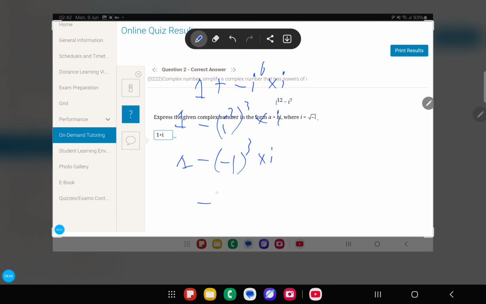So it becomes minus 1 times i, and here's 1, right? So the minus becomes positive. So positive 1 times i is just i. So we get 1 plus i. You got it? So here we just simplify it. We make it i to the power of 2. We try to make it to the power of 2 to make it as simple as possible, to get rid of the exponents. Alright? That's it.